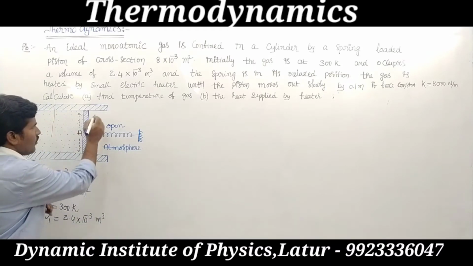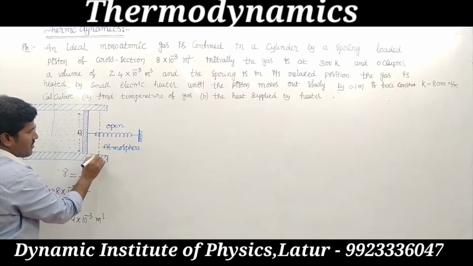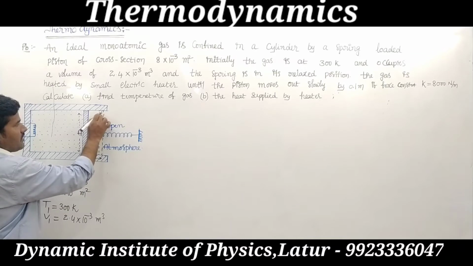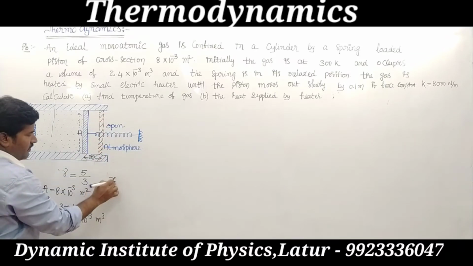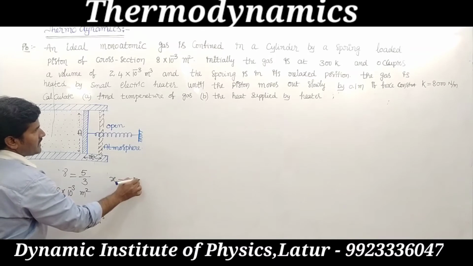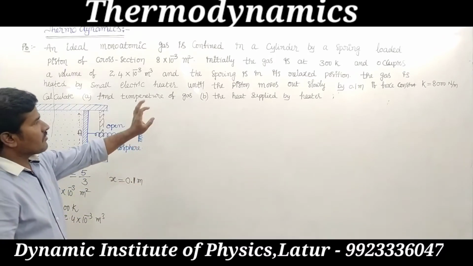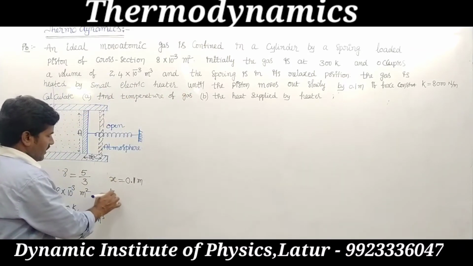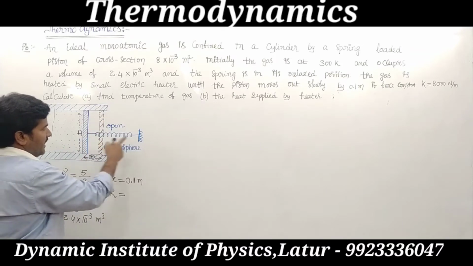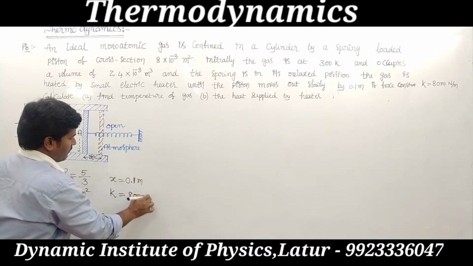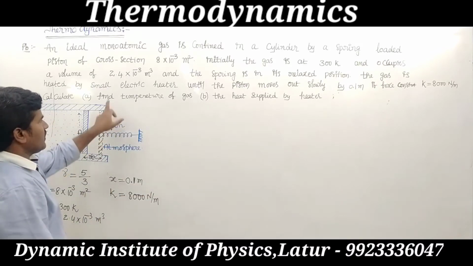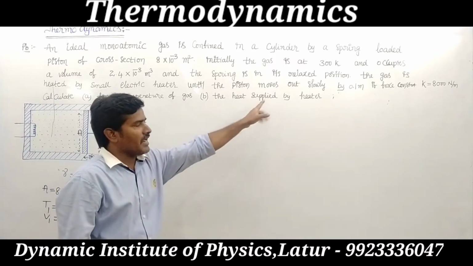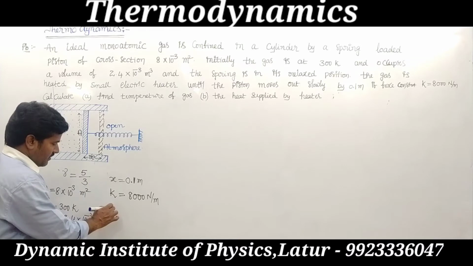Then the piston slowly moves. The displacement of the piston, x, is given as 0.1 meter. K indicates the spring constant, 8000 Newton per meter. We have to find the temperature of the gas and the heat supplied by the heater.